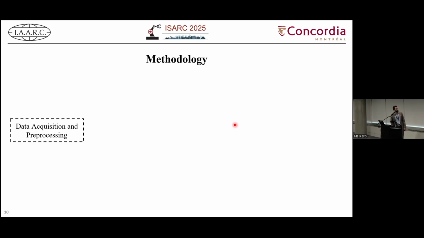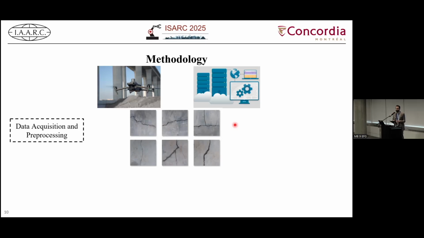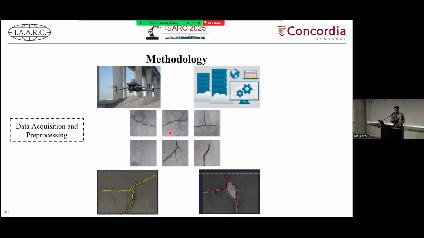So the first step was about the data acquisition. We wanted to build our own databases. So we have consulted some of the available online sources, and we have done our own survey using our drones and other UAVs. We were tackling some targeted bridges in Kuwait, trying to capture their cracks. And we built up a database.